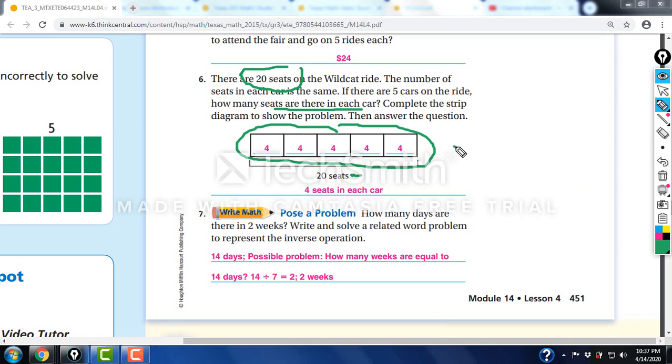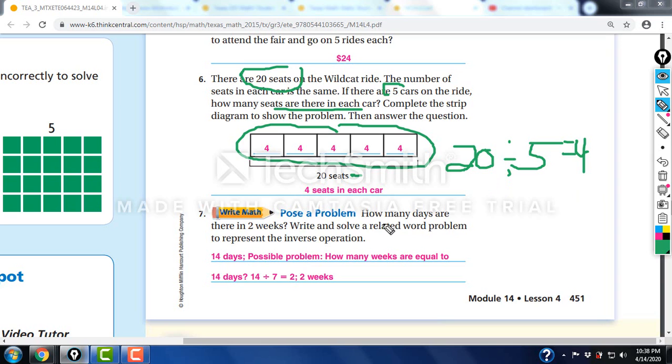Well, you know how many seats there are because they give you that. It's 20. Okay, how many cars are there? 5, and they give you the 5 here: 1, 2, 3, 4, 5. So you divide 20 divided by 5, and that equals 4. There are 4 seats in each car because you put 4 here. 4 times 5 equals 20.